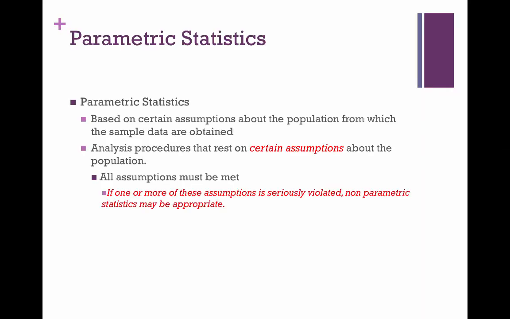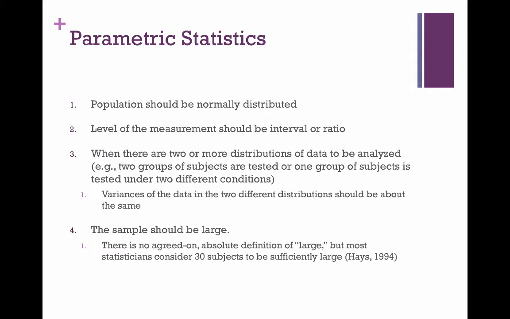So picking up where we left off, from our normal curve model, we can use parametric statistics. Parametric statistics are powerful statistics based on certain assumptions about the population from which the sample was obtained. The analysis procedures rest on certain assumptions. So certain assumptions need to be met. If they're violated, then you can't use parametric statistics. Then you have to use nonparametric statistics.